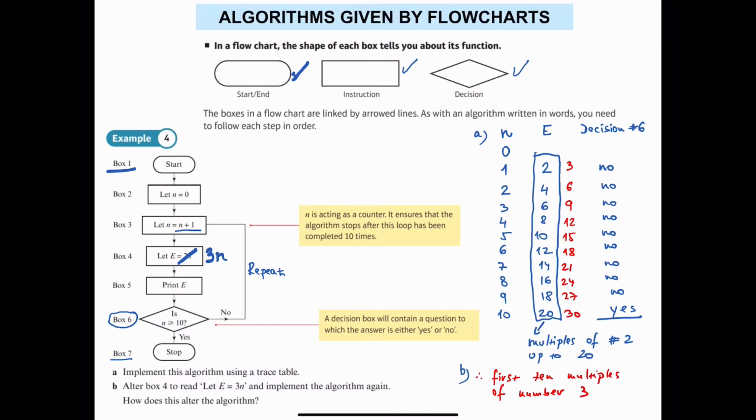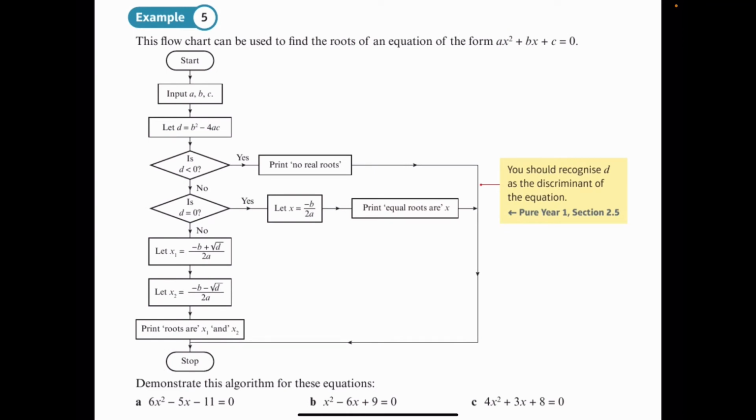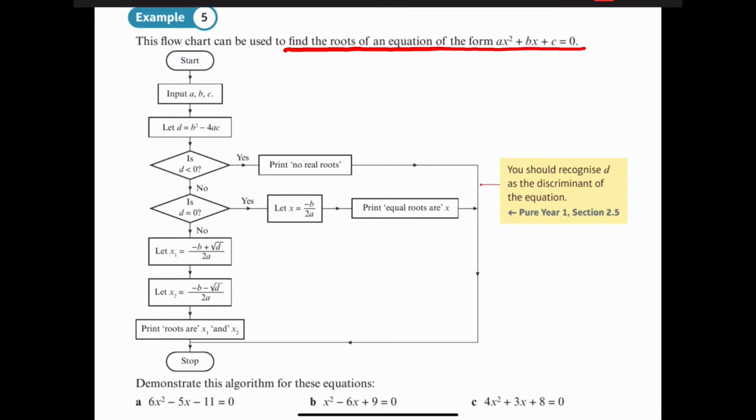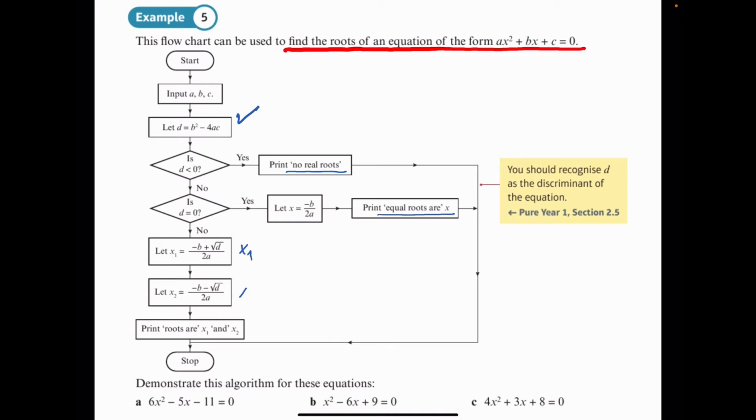So the next question, when you look at this one, we can do, for example, a case. It gives you the roots of a quadratic equation. This is exactly what you do when you are solving it in mathematics. You have to find the discriminant first. If the discriminant is negative, then it has no real roots. If it's equal to 0, then we have equal roots. And if it's not equal to 0, if it's not negative, that means it must be positive, and then you have root 1 and root 2.